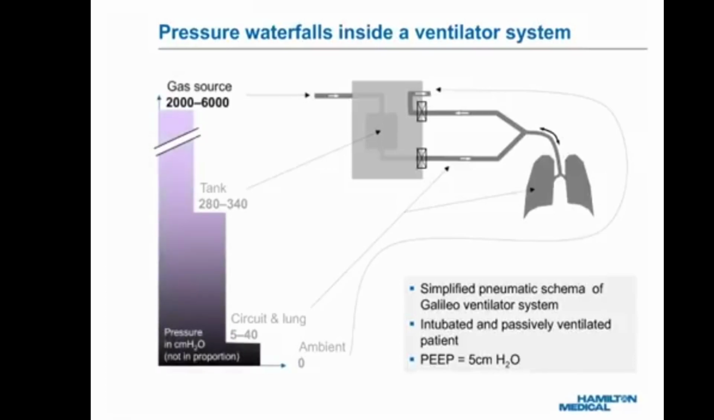1. The gas supply pressure is between 2,000 and 6,000 centimeter of water. 2. The tank pressure is between 280 and 340 centimeter of water. 3. The circuit pressure, equivalent to airway opening pressure, is between 5 and 40 centimeter of water. 4. The lung pressure, equivalent to alveolar pressure, is also between 5 and 40 centimeter of water. 5. The ambient pressure is 0 centimeter of water. For a ventilator system to carry out its intended function, it is essential for it to have and to maintain its designed pressure ranges.